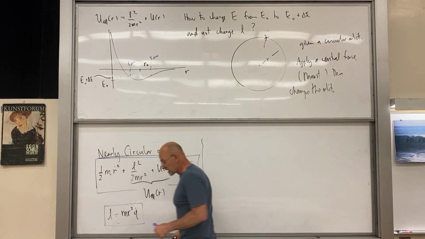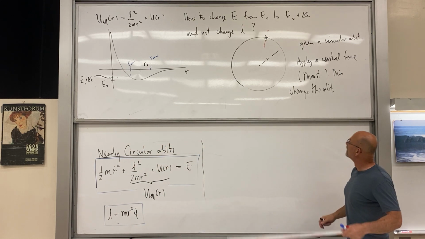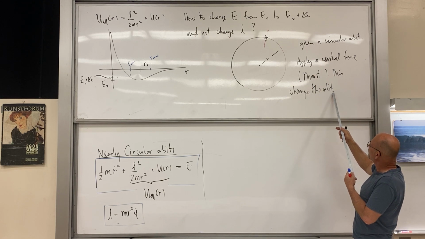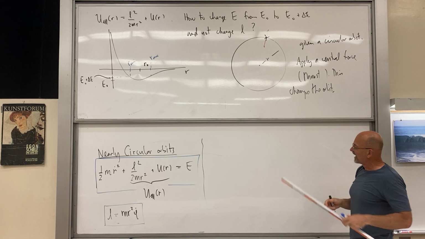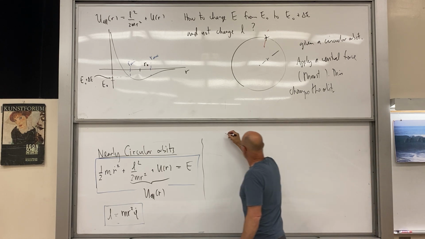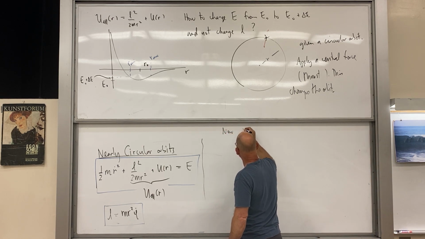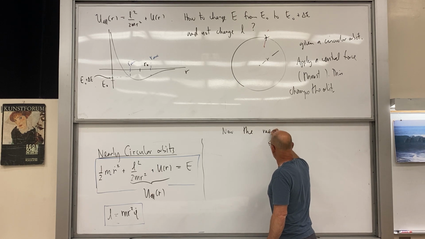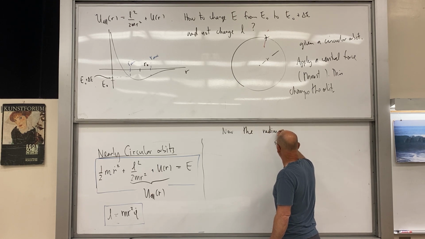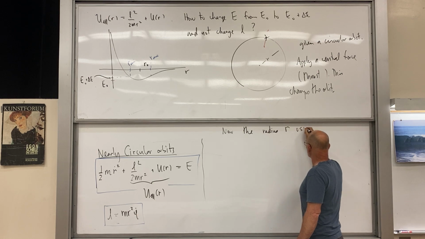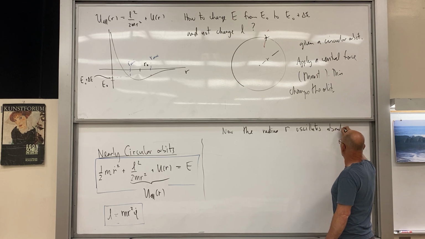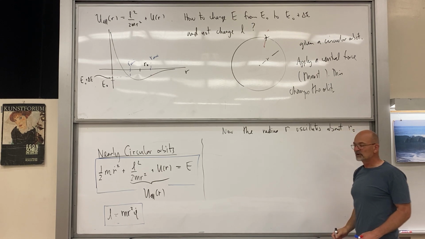So the result of applying that central force, which is a thrust, the result of this orbital change is that now the radius r oscillates about r sub 0, the circular orbit.